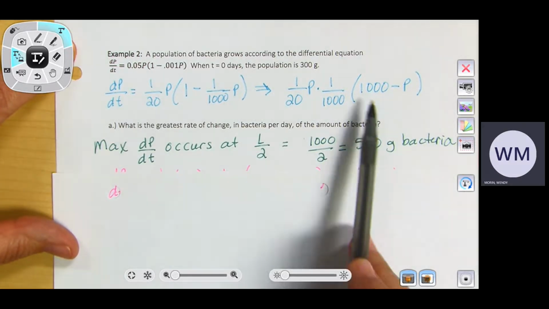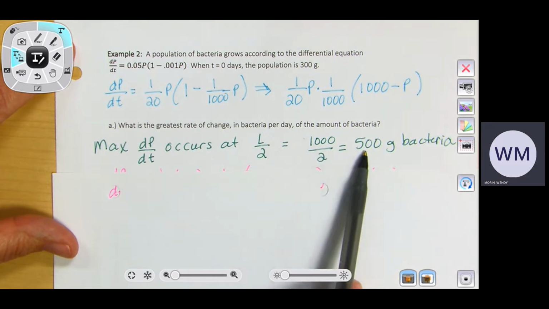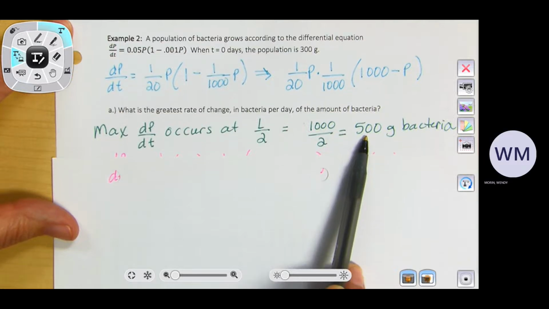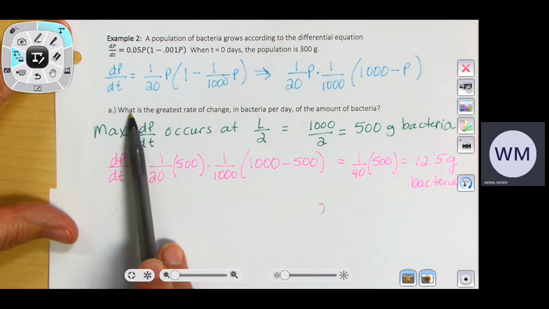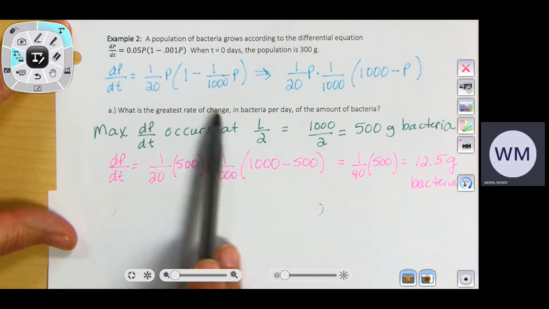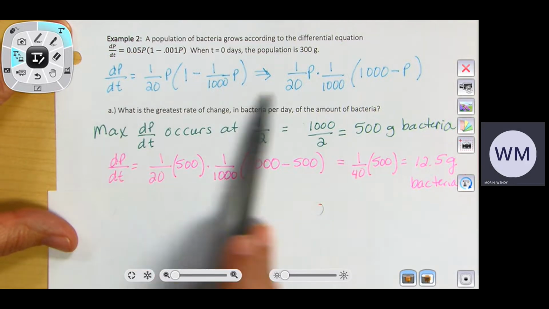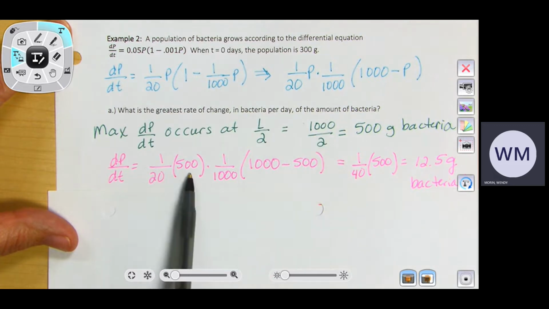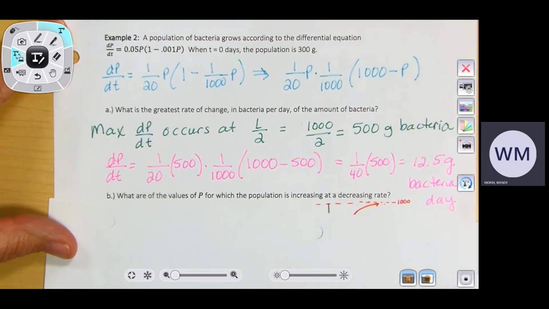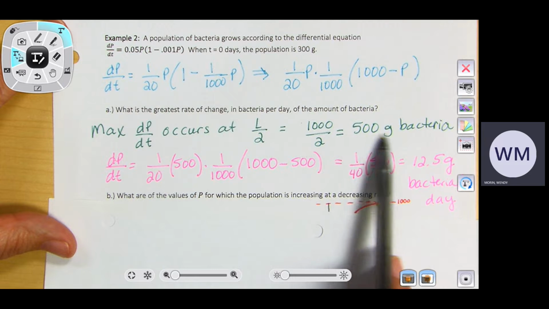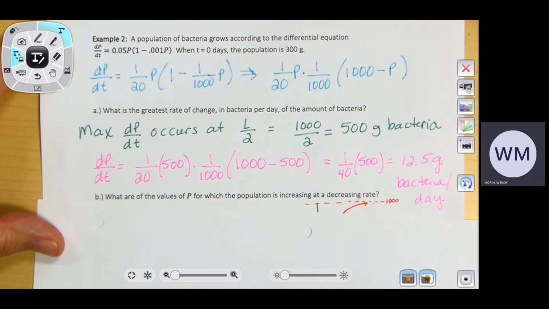Well, your carrying capacity is 1,000. And the greatest rate of change happens halfway to your carrying capacity, which is 500. But it doesn't say where does it happen. It says what is the greatest rate of change. So if this is where it happens, and this is the rate of change formula up here, you just go ahead and plug in 500 for your population, and it will give you your greatest rate of change. This is where it occurs, and this is the actual rate of change.